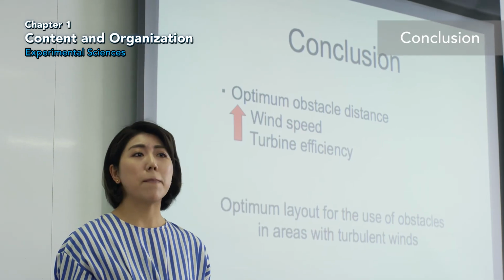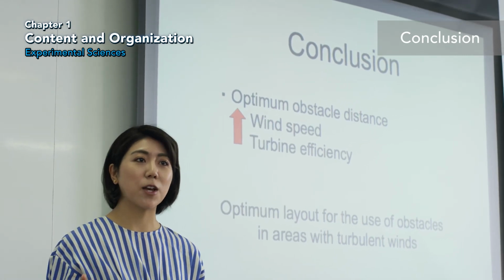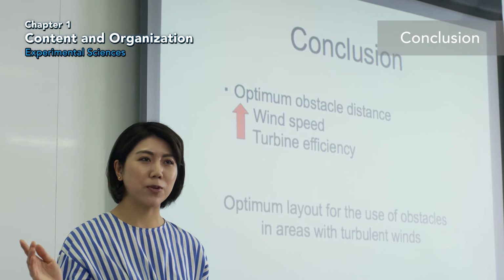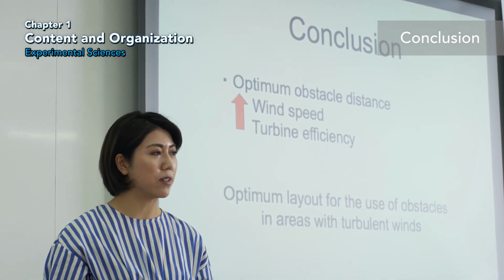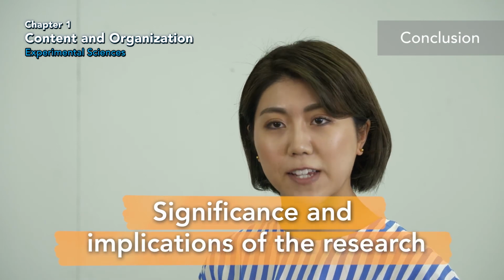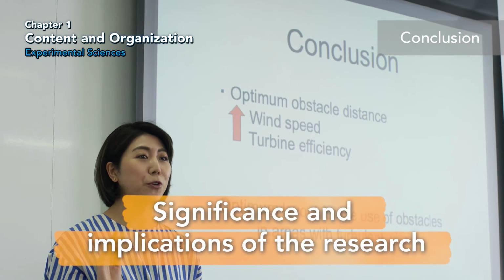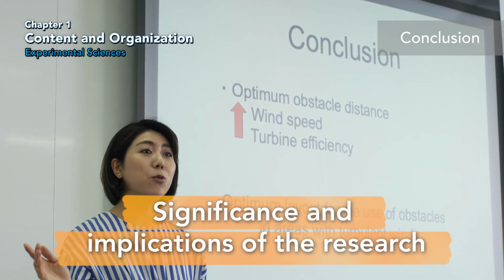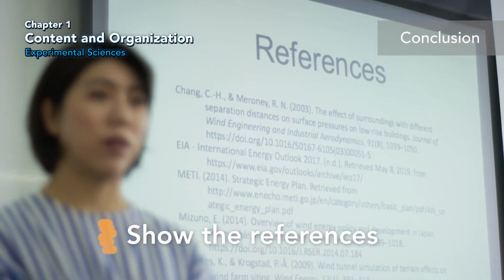To conclude, my study suggests that the use of obstacles may be advantageous for increasing power output from wind turbines, though attention must be given to their placement. This is a good time to emphasize the importance of the finding. Describe the significance of the experimental outcomes and the major implications for future research and practical applications.